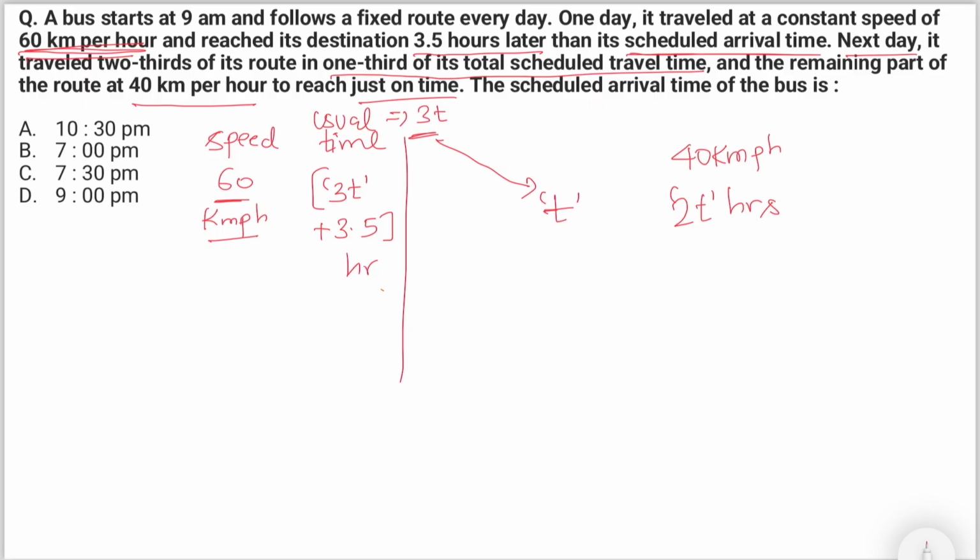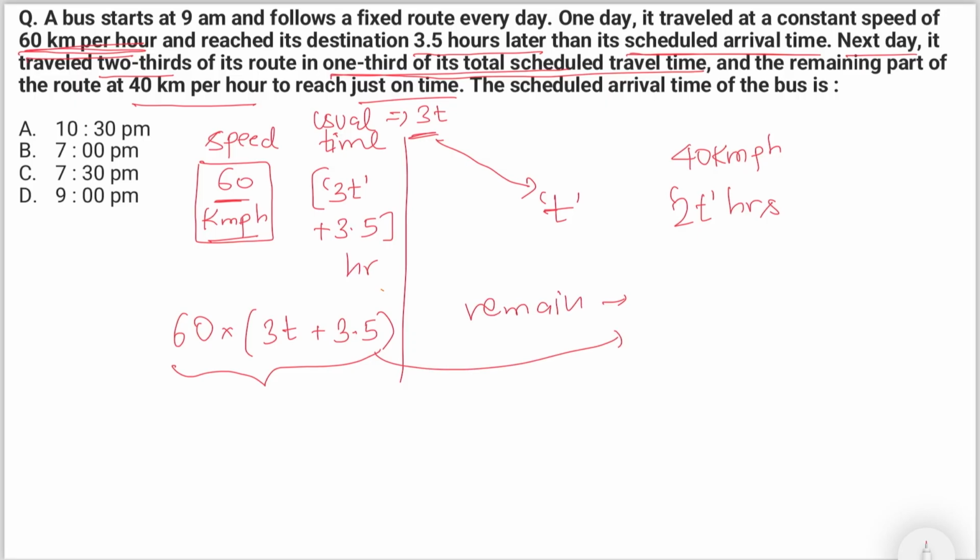Now many people get confused solving this question. I'll tell you a slight trick to understand things here. Observe that on one day the speed was 60 and the time was 3t plus 3.5. So the distance will be speed into time, that is 60 into (3t plus 3.5). Next day it traveled 2/3 of its route in 1/3 of its scheduled time. 2/3 of this distance has already been covered. Now what remains will be 1/3 of this, right? 1/3 of 60 into (3t plus 3.5).